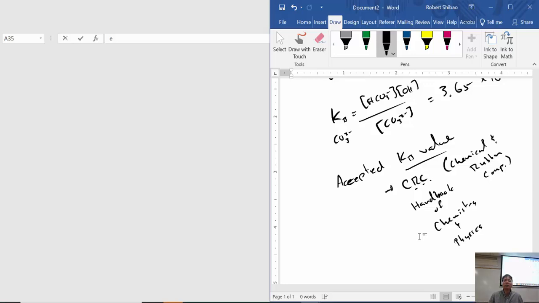I have a copy of the CRC, but it's from the 1980s. You can buy old copies cheap, because everybody wants the newest edition. But when I bought it, it was still really expensive. I think it was like $300 or something. It's a very thick book.